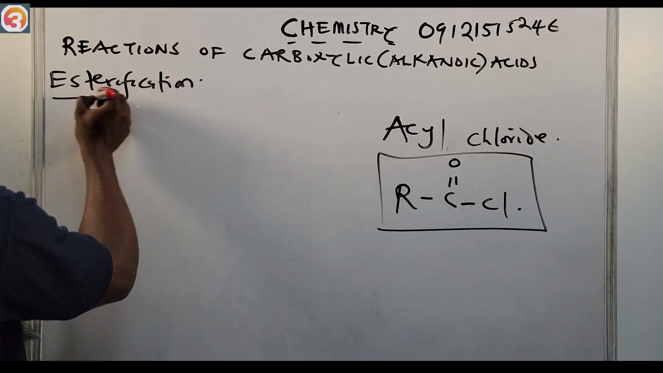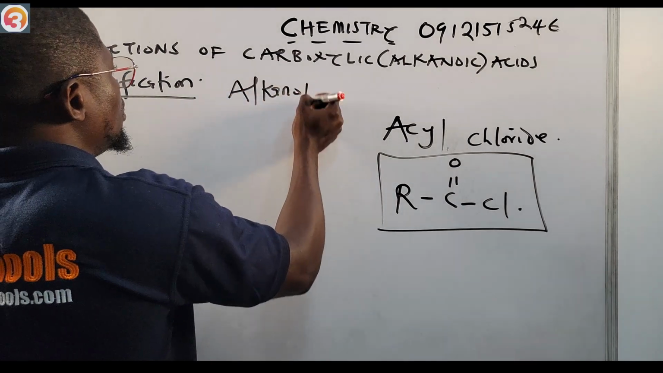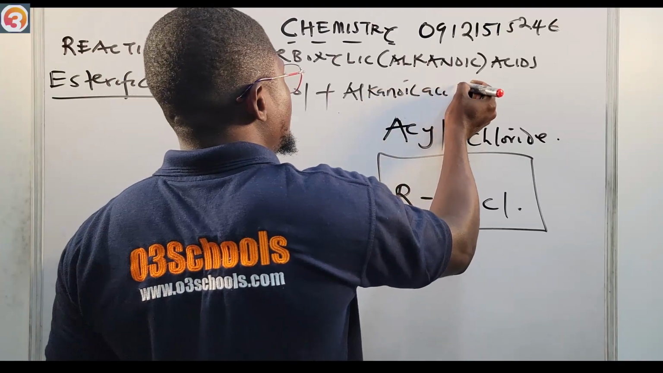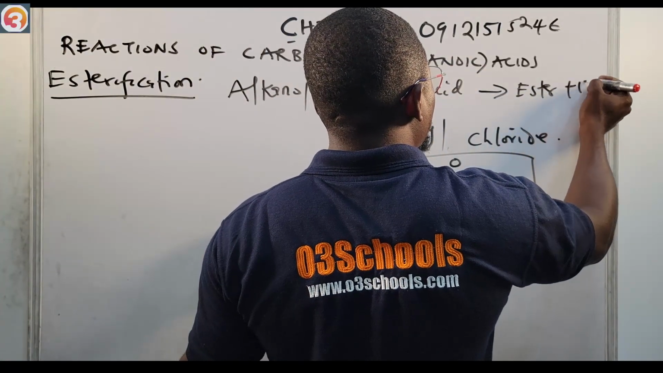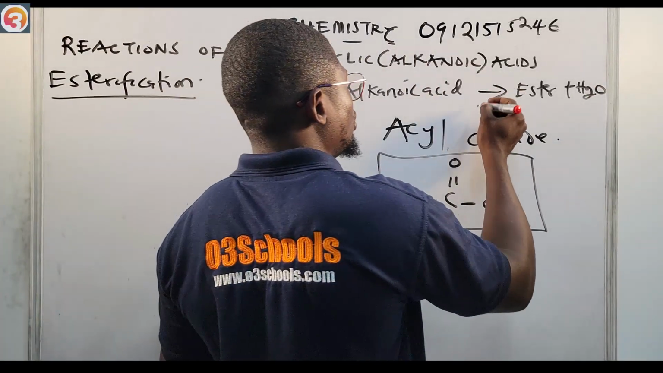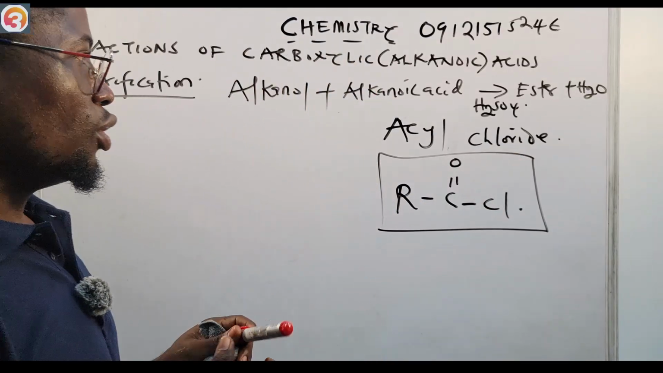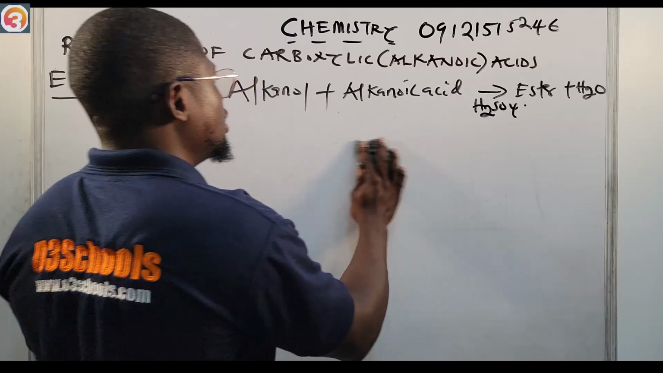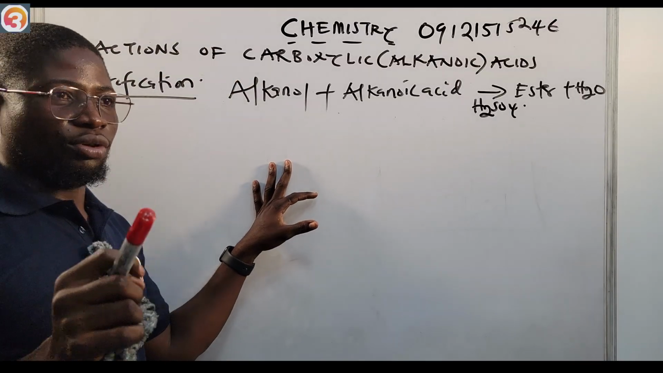Esterification reaction. It's a reaction between what? An alkanol, plus what? An alkanoic acid or a carboxylic acid, to give us what? An ester plus water as product, in the presence of concentrated tetraoxosulphate(VI) acid. So in the presence of concentrated tetraoxosulphate(VI) acid, an alkanol can react with an alkanoic acid to give us an ester plus water as product.